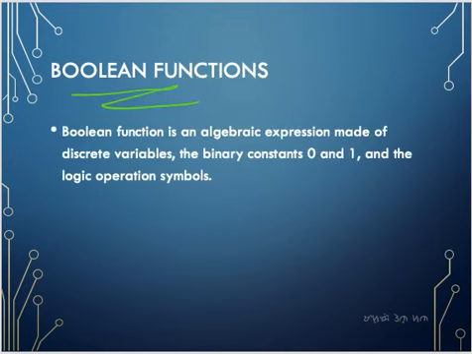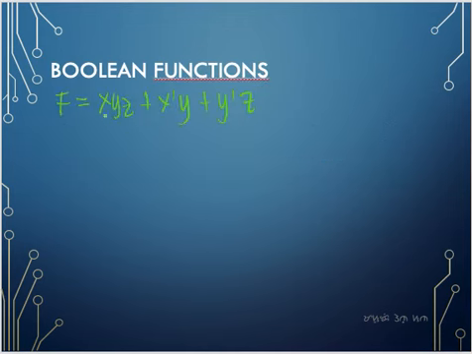So, this is a Boolean function. And again, ang definition natin ng Boolean function ay it is an algebraic expression made of discrete variables. Okay? Discrete variables. Ito yun, x, y, z. Tapos, since discrete variables ito, ang pwede niya lang maging laman ay 0 tsaka 1. Okay? At gumagamit siya ng logic operation symbols. Okay, so magkakadikit, ibig sabihin and. Meron ka ditong prime, so ibig sabihin not. Okay, meron ka ditong plus sign, which means or.